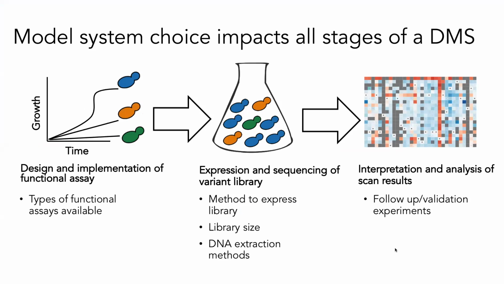And so not only is it one of the very first choices you have to make before doing the DMS, I think it really impacts every layer of the traditional deep mutational scanning process, all the way from determining what types of functional assays you have available, including which ones are even possible. When you actually do your scan, it can inform and constrain really how you get your variant library into the cells, how you express that variant library, and then how you get the DNA to sequence out of them.